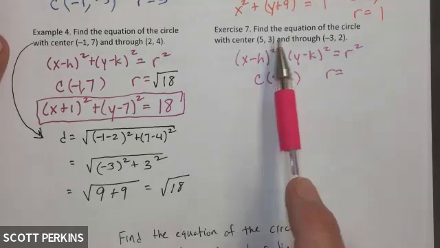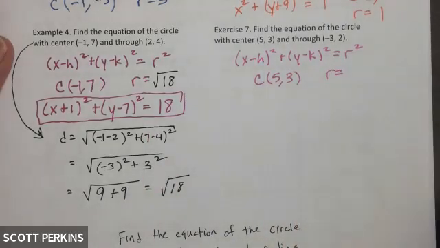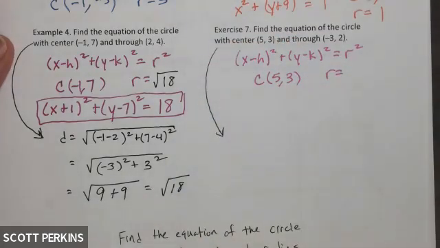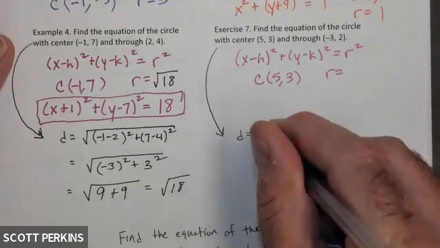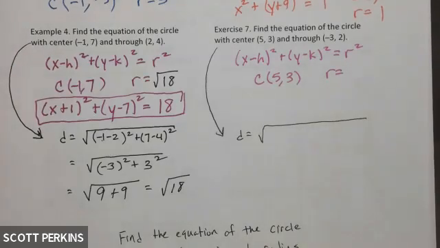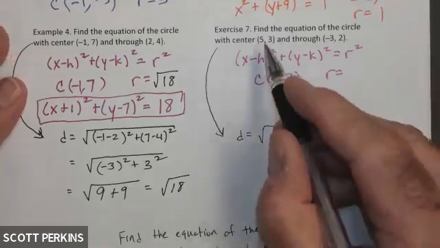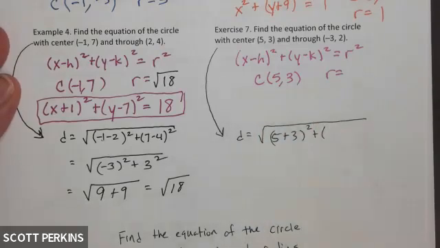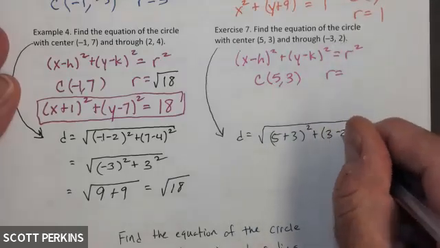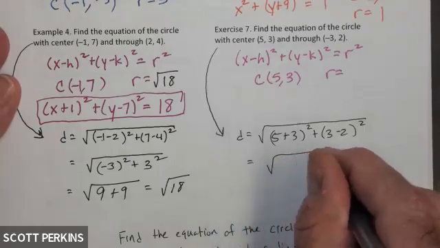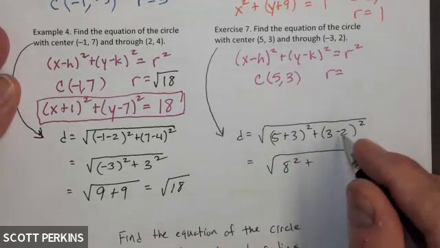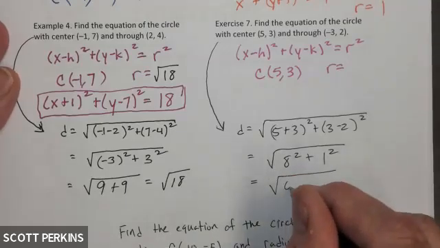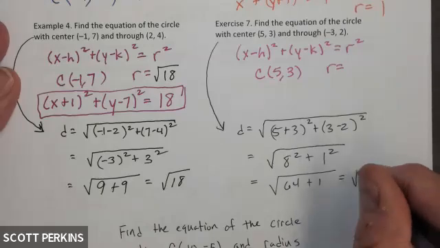I need to figure out the distance between these 2 points right here. So once again, I'm just going to skip down below and do my scratch work down here. Distance formula says I take the difference between the x's. So I have 5 minus -3, or 5 plus 3 squared. And then 3 minus 2 squared. 5 plus 3 is 8. 3 minus 2 is 1. 8 squared is 64, and then 1 is 1. And so I get the square root of 65.